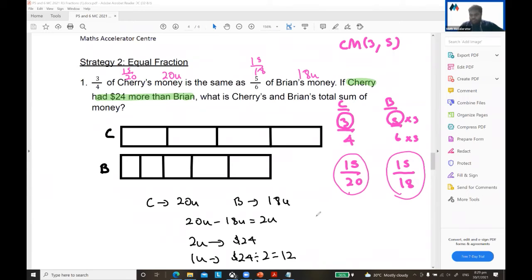All right, very good. So the total is 38, right? So 1 unit is $12. So 38 units is 38 times 12. This equals to $456.